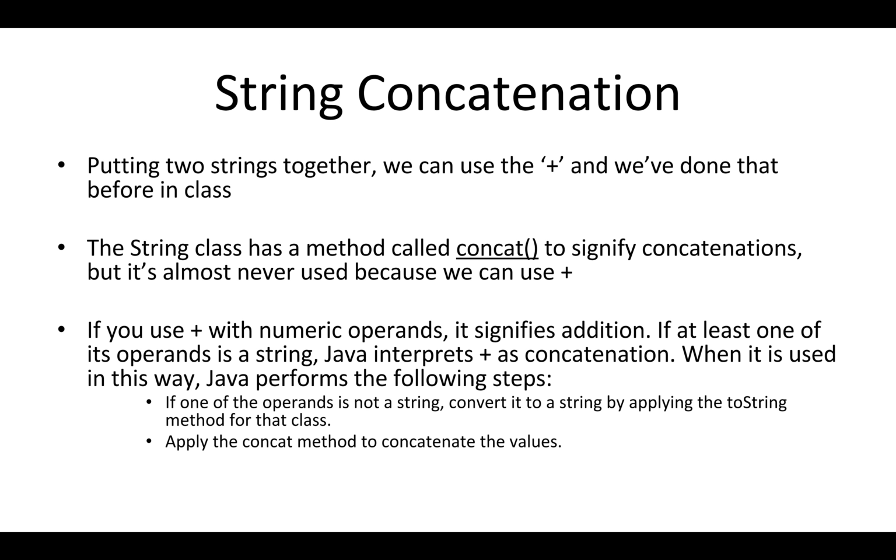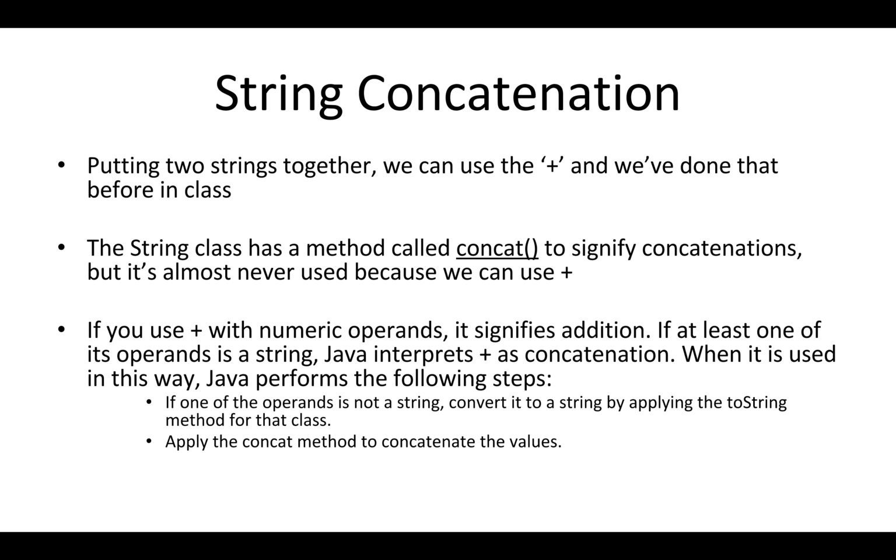When you put two strings together, we use the plus sign, and we've done that before in this class. But in general, the string class has a method called concat to signify concatenating or joining two strings together. But it's almost never used because we use the plus sign instead. The plus sign is a shortcut in Java for calling the concat method of the string class.